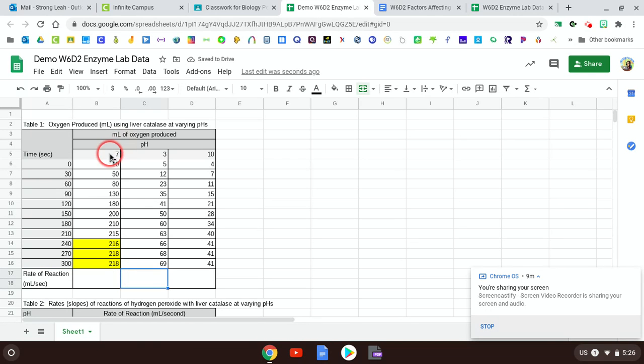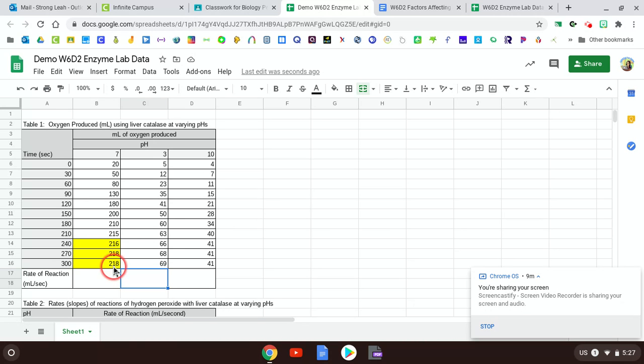Okie dokie. Well, looking at this data and remembering back to the end of the video, when bubbles stopped producing, that meant that there was probably no more substrate, and that meant that the enzyme was no longer working. So would we really need that data in our graphs? Well, the answer is no. We probably don't.